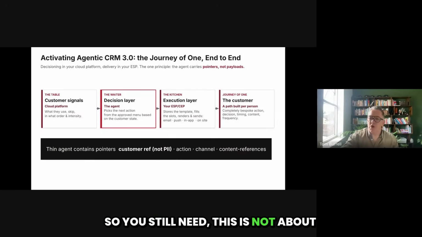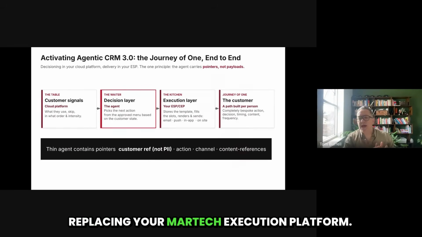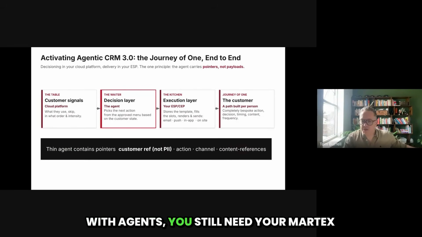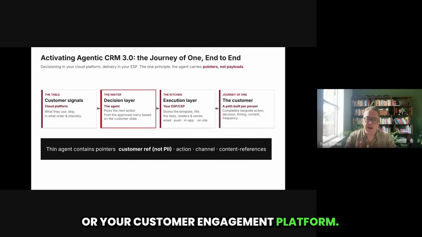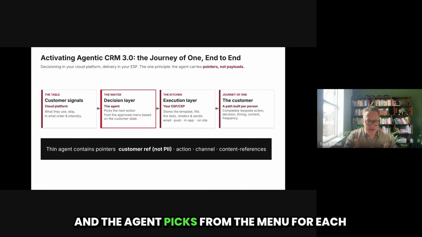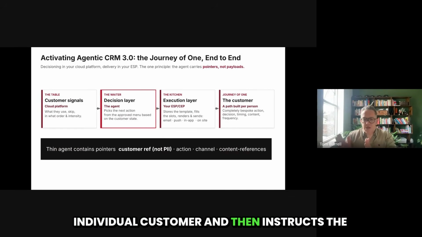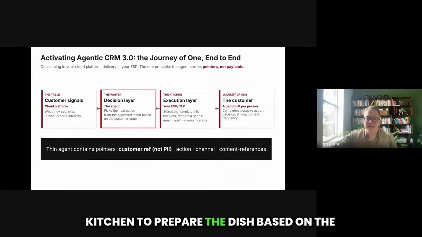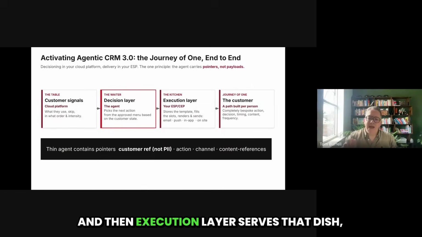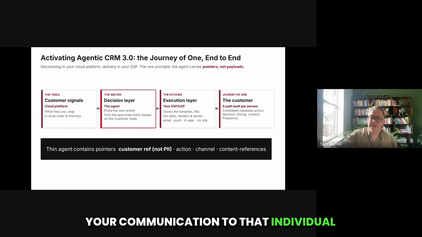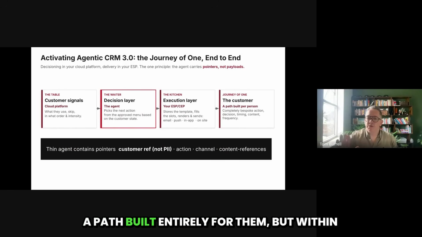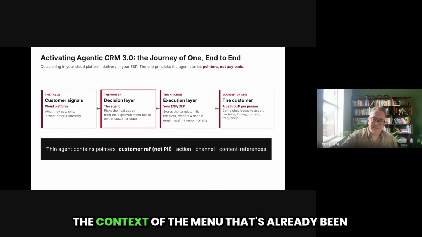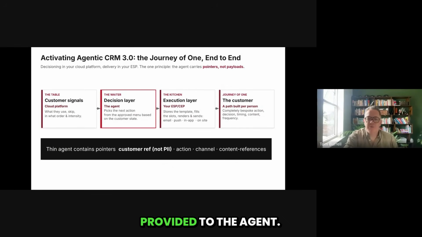So this is not about replacing your MarTech execution platform with agents. You still need your MarTech execution platform, your ESP or your customer engagement platform. The agent picks from the menu for each individual customer and then instructs the kitchen to prepare the dish. Then the execution layer serves that dish, your communication, to that individual customer at the right moment. The customer gets a path built entirely for them, but within the context of the menu that's already been provided to the agent.